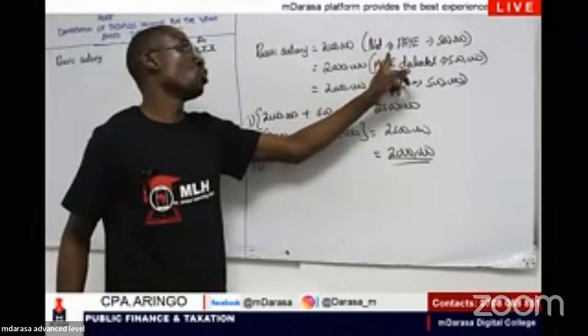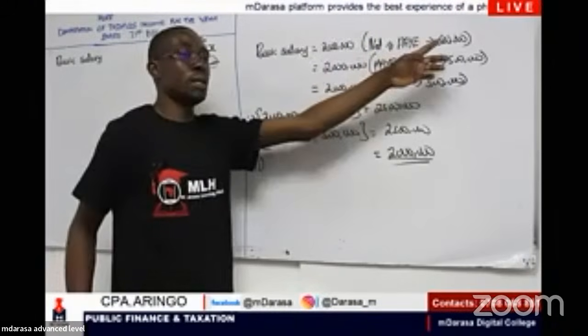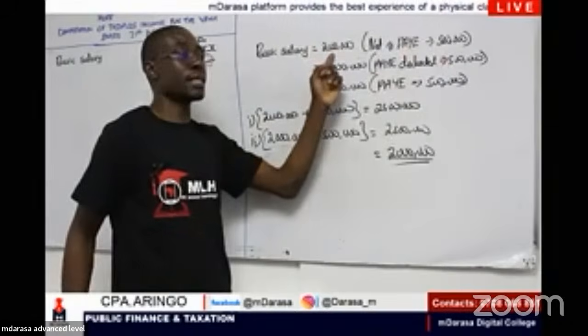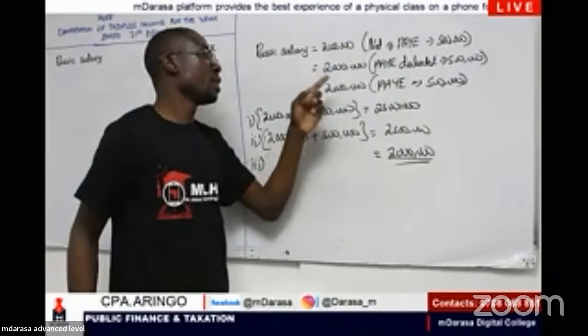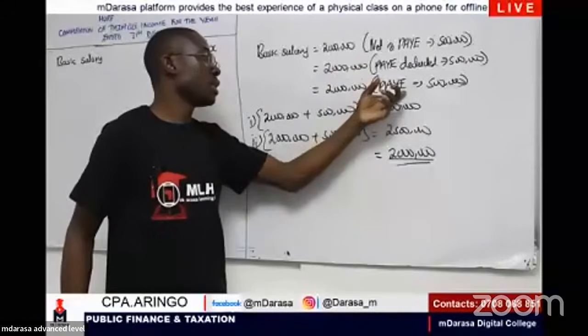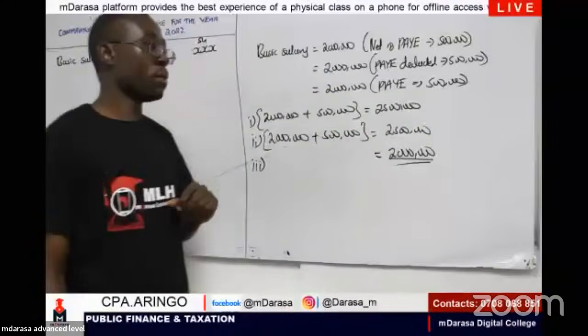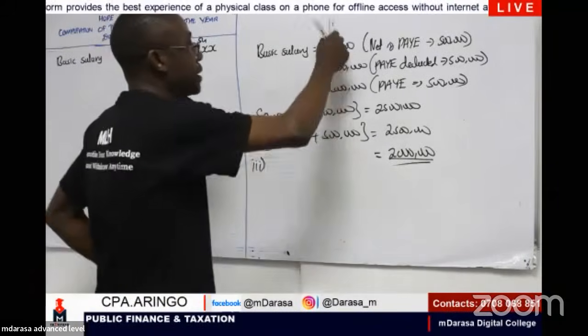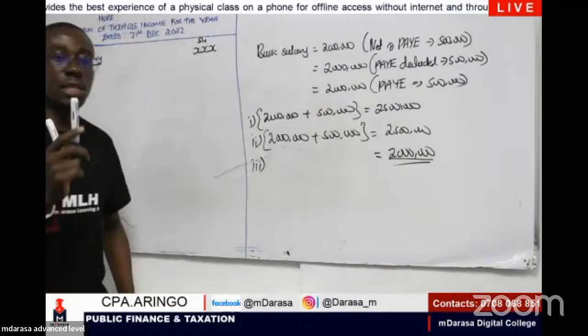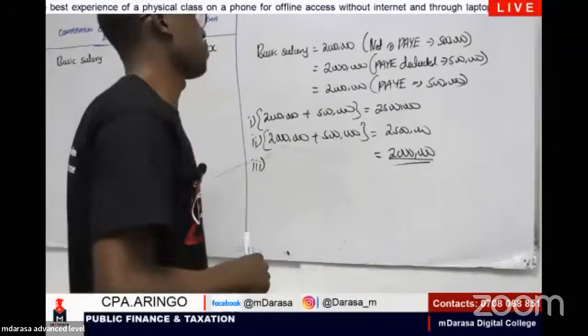Always identify what you're given. The first case, net of PAYE. That is to say, PAYE is deducted on this. PAYE deducted, that is to say, this is not inclusive of PAYE. PAYE, you're just given PAYE. That is inclusive of PAYE. So make sure that you identify these statements. It will really help us.